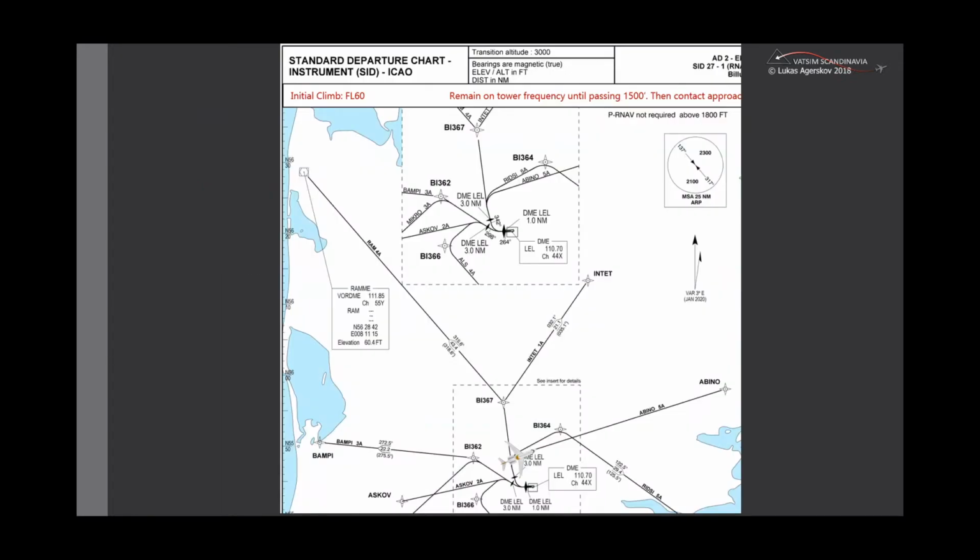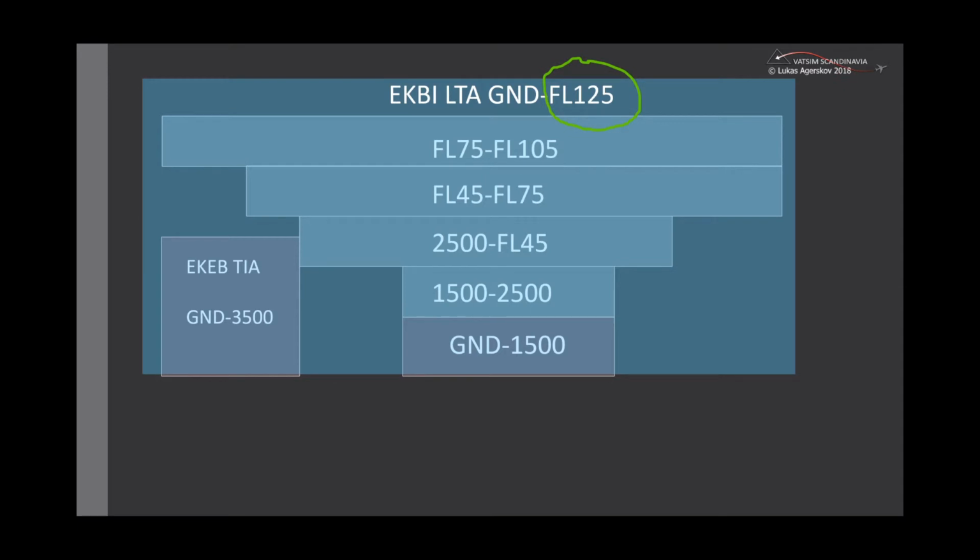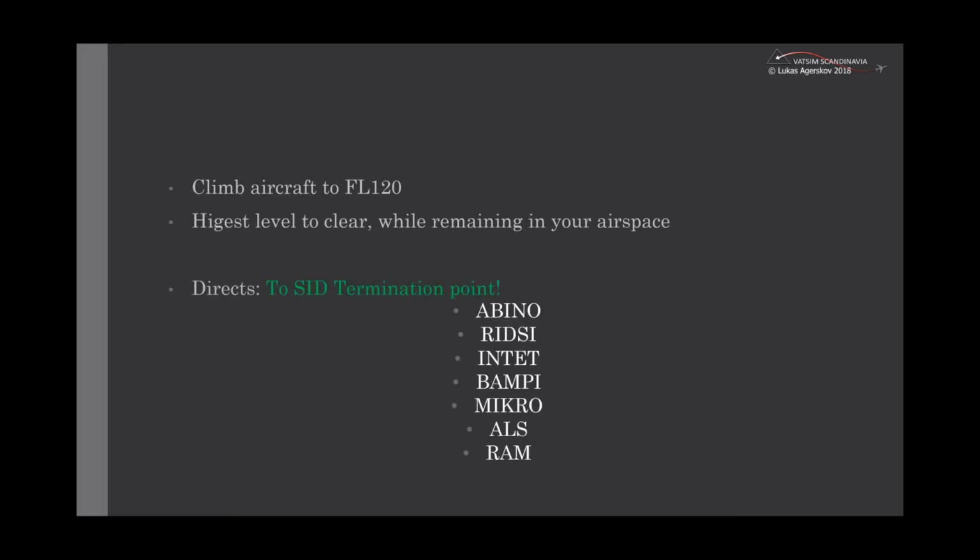For departures, this means that you do get them from the Billund Tower after departure, and you should know, of course, they're cleared via the SID and they're sent to flight level 60. You may now climb them further. Since your airspace stops at flight level 125, you may clear them to a maximum of flight level 120. This is the highest level still within your airspace. You are here also allowed to send them direct as far as the termination point of their SID, which means the point that the SID is named after.